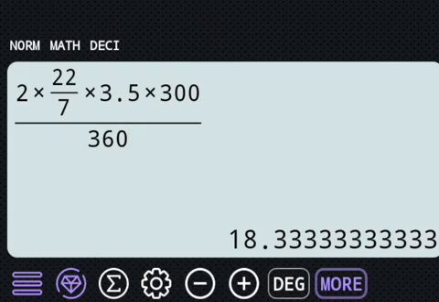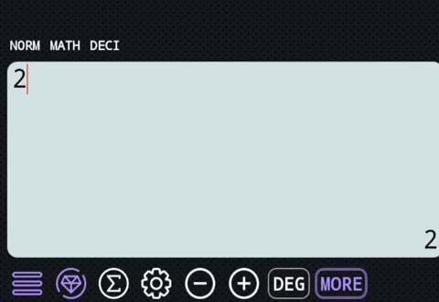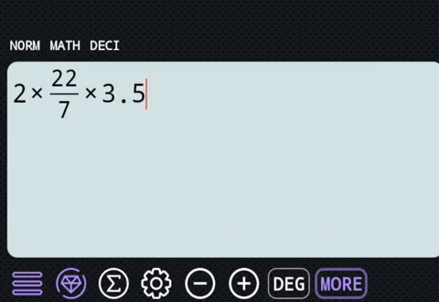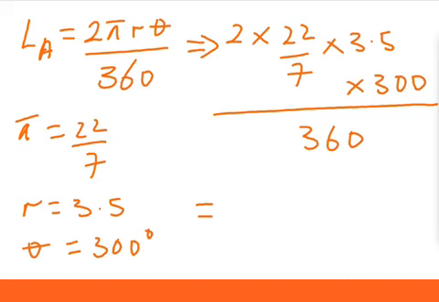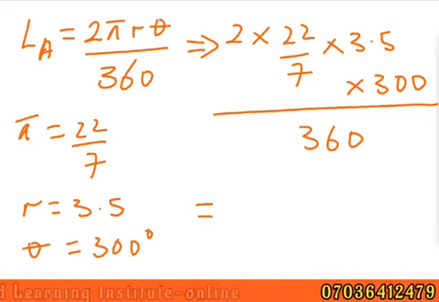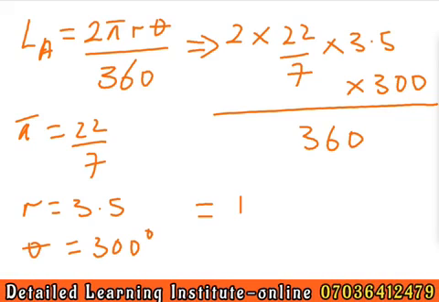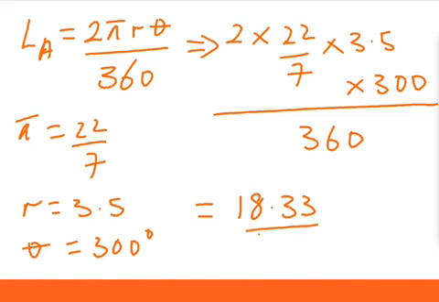Or you can go gradually, by saying 2 times 22 over 7 times 3.5 times 300, and this gives you 6600 as your numerator. And then you write it down, and then you do the denominator, which is 360, and eventually you have 6600 divided by 360, and you can see you have the same answer. So those are the two ways you can resolve this fraction, and eventually you will have your answer to be 18.33 cm.